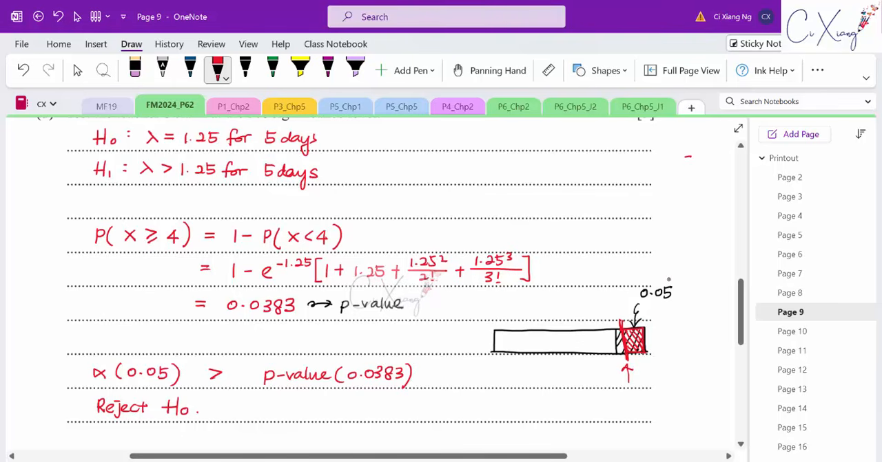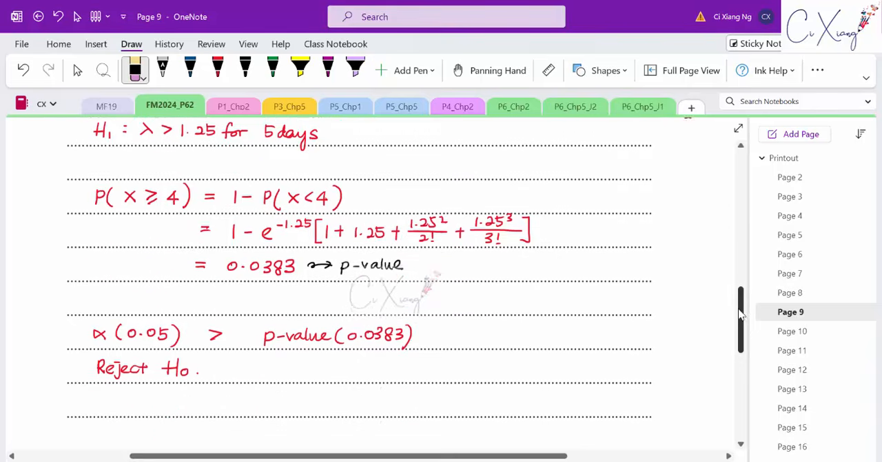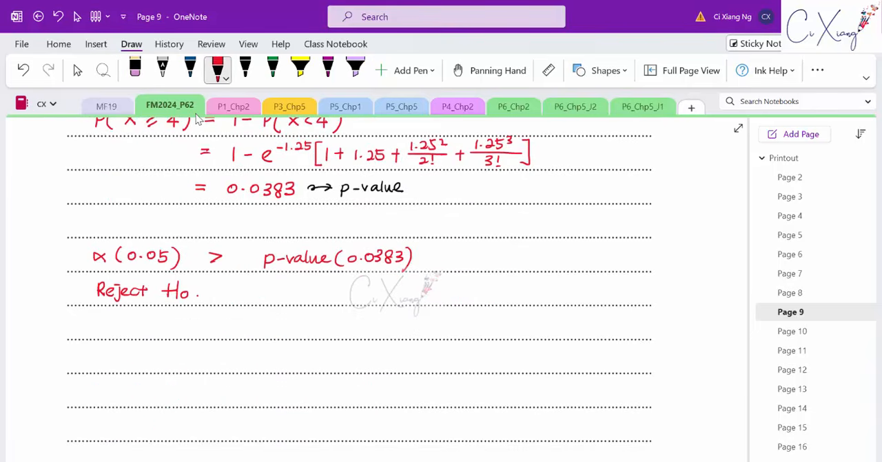When you reject the null hypothesis, it means the teacher's statement is correct, because the alternative hypothesis is lambda greater than 1.25. If you reject the null, that means you do not reject the alternative, correct or not? Once you make the decision, I erase the graph here. This diagram shouldn't be shown in the solution because it is not the correct graph. After you make a decision, you need to make a conclusion statement.